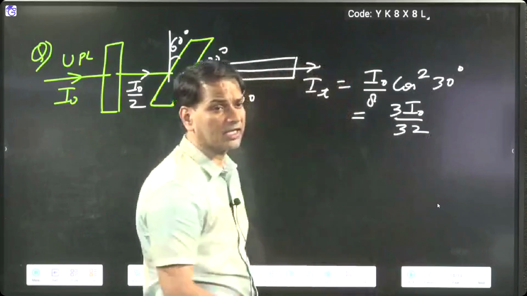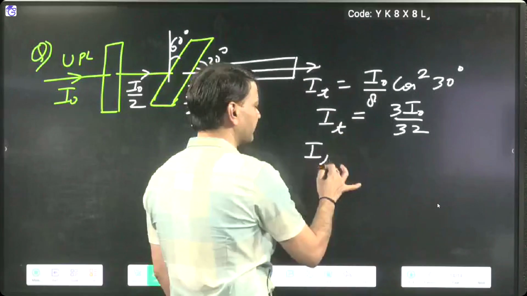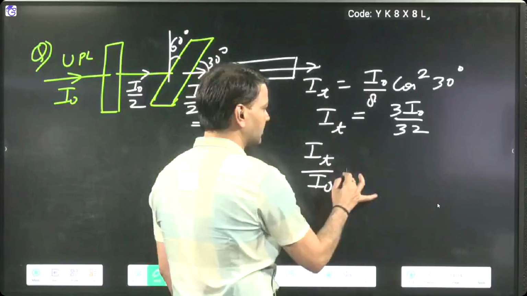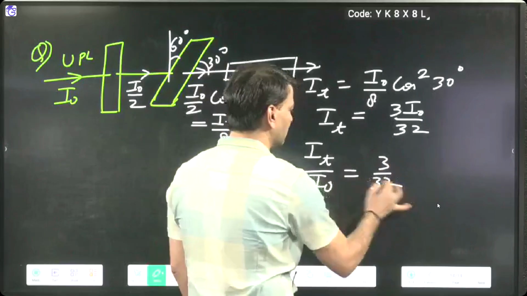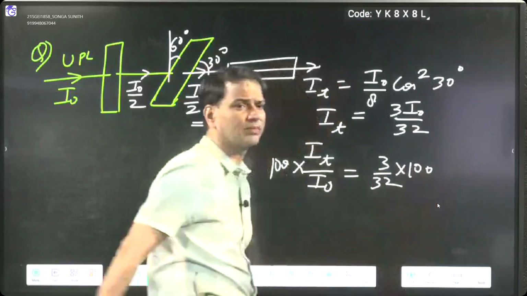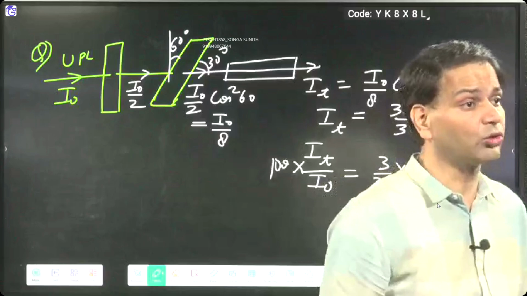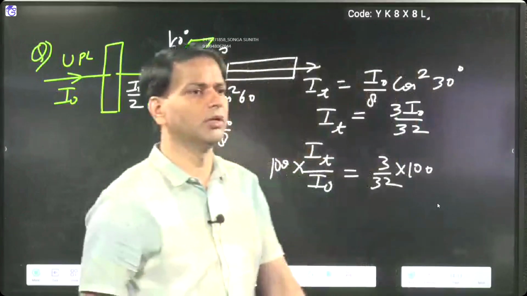Okay, if they are asking percentage transmitted, then we can say IT transmitted upon incident is equal to 3 by 32. Now percentage transmitted, multiply with 100. So around 9 point something percent, approximately you can say 10% transmitted. So how much is totally absorbed? 90% totally absorbed.